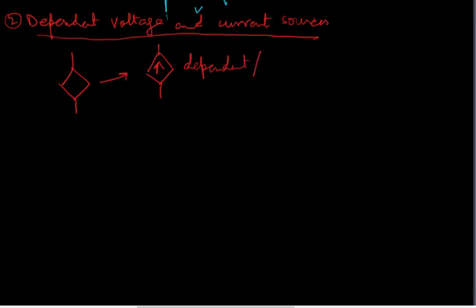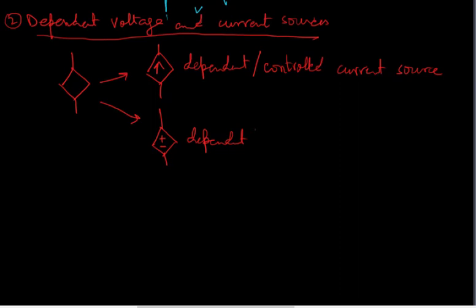current source. Sometimes dependent is also called controlled current source. And if that diamond shape contains polarity plus minus sign, then that kind of a source is called dependent or controlled voltage source.